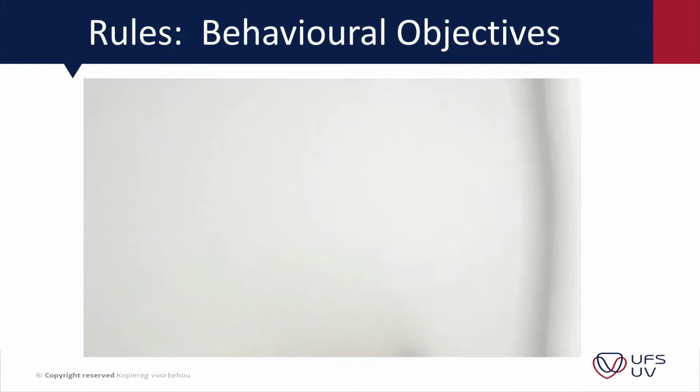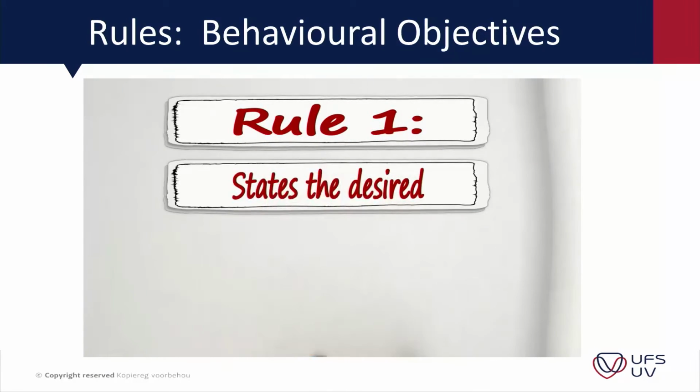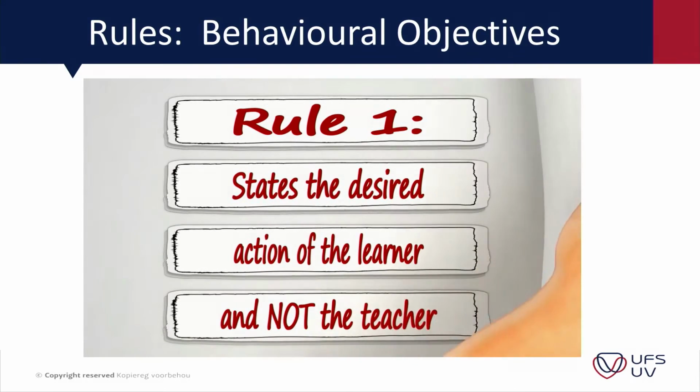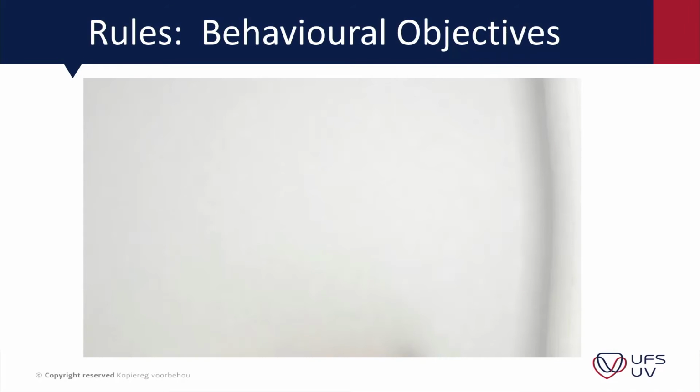There are 3 rules to remember when dealing with behavioral objectives, namely, Rule 1 indicates to state the desired action of the learner, not yours as the teacher. Behavioral objectives do not describe the activities of you, the teacher, but the intended action that the learner should be more able to perform at the end of the lesson.